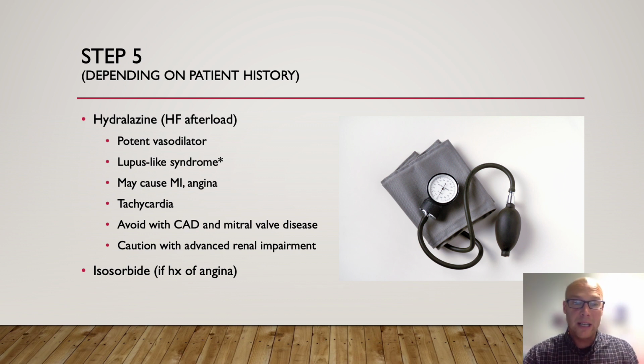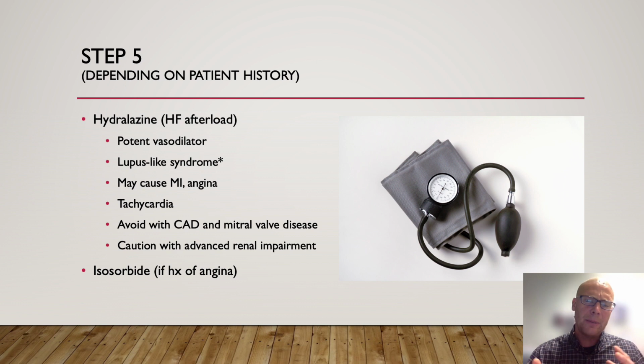Patients with CAD, you got to be really careful because it can cause angina type symptoms, MIs, and like we said, one of the main side effects with this is tachycardia that you can see quite a bit. And with really advanced renal disease, you really want to be cognizant of that. And there's isosorbide if they have a history of angina. This really works well because it's that long-acting vasodilator that can help with that, but also help keep their pressures down. So that's always a good option as well.